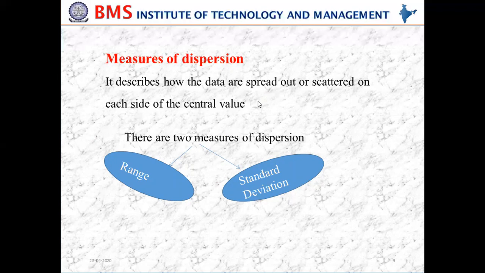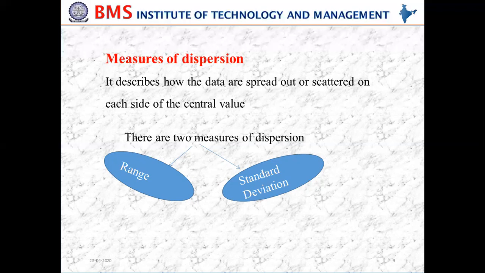If I have a central value of 10, say for example, and the data you have collected is 15, then there is a dispersion of 5, that is 15 minus 10. So here it describes the measures of dispersion. The name says dispersion of data. It describes how the data are spread or scattered on each side of the central value or mean value.